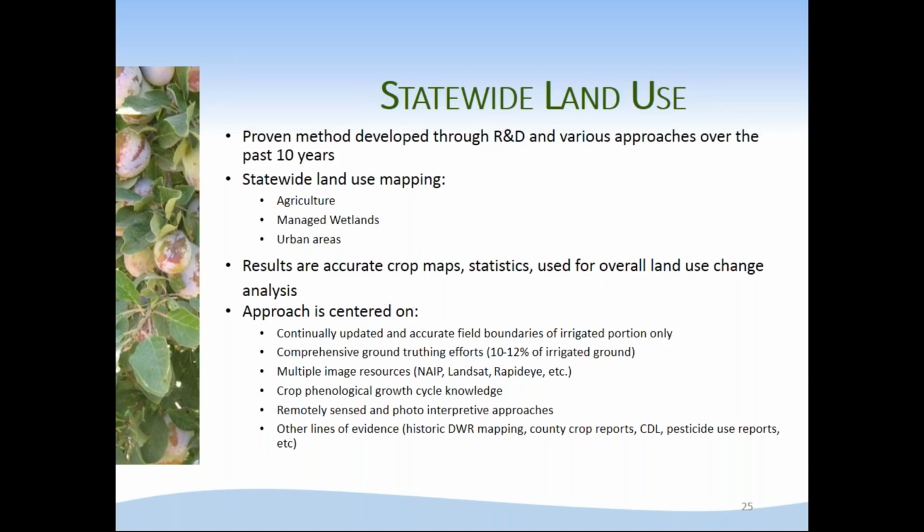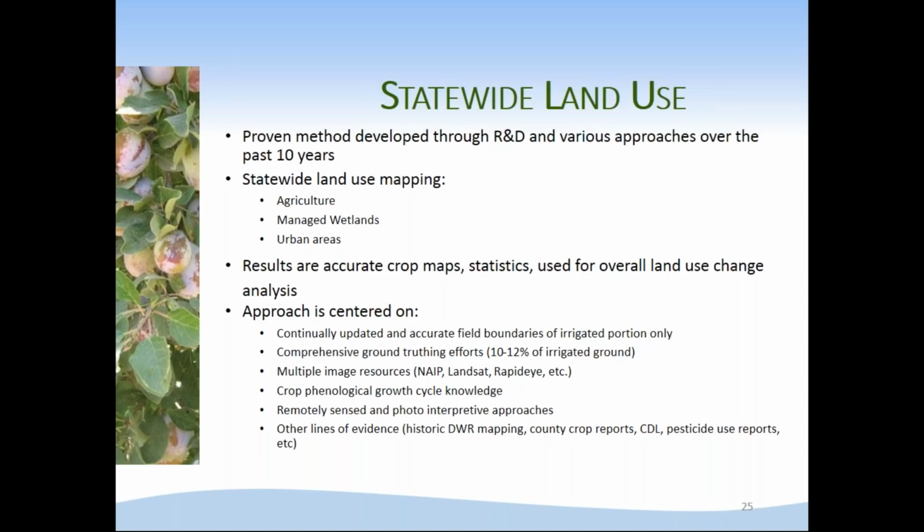Those boundaries were developed by both an automated and manual process, and we are constantly updating those boundaries as land use changes. We also employ a very comprehensive and aggressive ground truthing effort that amounts to 10 to 12 and sometimes up to 15% of the irrigated ground. We do that for two reasons.